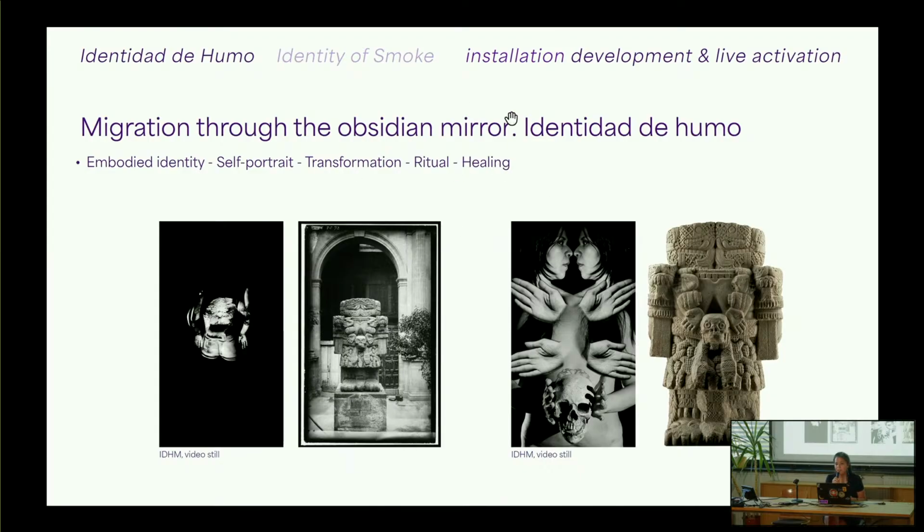And then I come to Identidad de Humo, and for here I use collage, I use projection. This is myself, or the image that I have been given. My embodied identity led me to self-portrait, and then transformation. This is where Tezcatlipoca comes in, and then the ritual, and then towards what in the end I believe is healing. I don't know where it's going to leave me, but that's what I think.